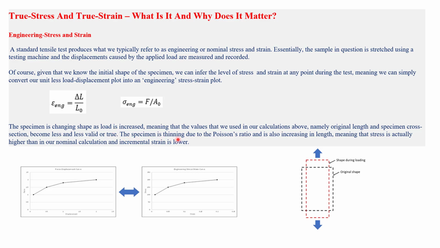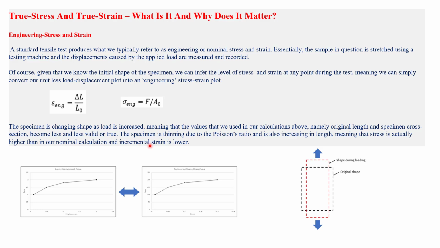Now, the specimen is thinning due to Poisson's ratio. This is very important. Thinning happens due to Poisson's ratio, which I'm going to explain in a later session. Also, there is an increase in the length, meaning that the stress is actually higher than our nominal calculation and the incremental strain is lower. In short, whatever stress we are calculating from this is exactly higher than the engineering stress we have.